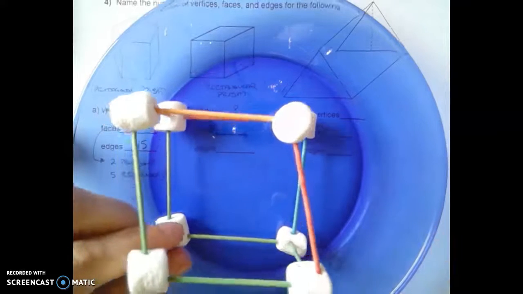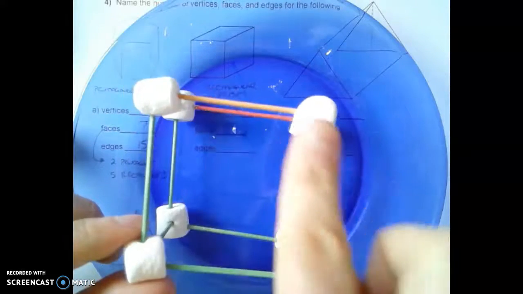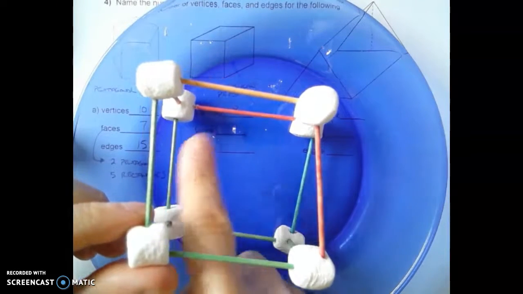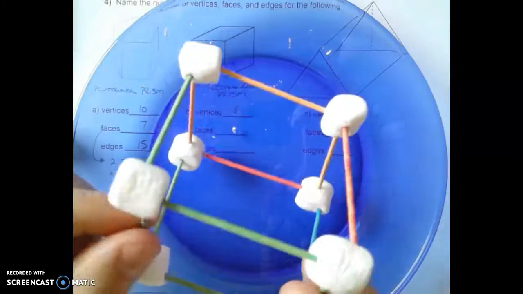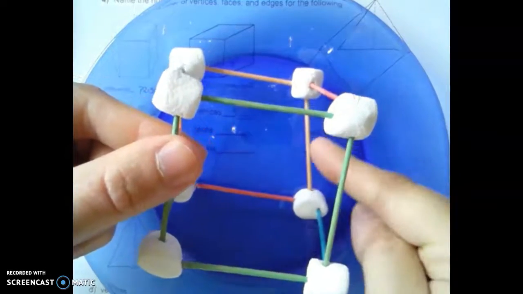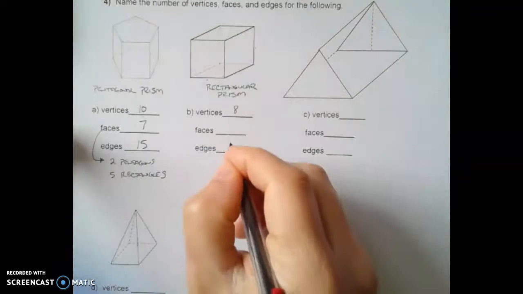The edges, the line segments: I have 4 on the top, 1, 2, 3, 4, which means I have 4 on the bottom, 1, 2, 3, 4, and then I have 4 that connect the top and the bottom, 1, 2, 3, and the 4th one is back here. That's a total of 12 edges.